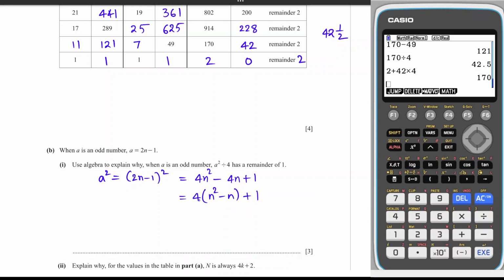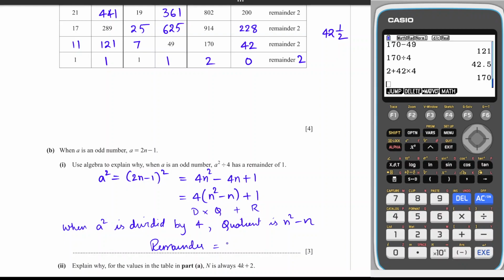So this is when a square is divided by 4. I can say this is of the form divisor into quotient plus remainder. So I can write that when a square is divided by 4, the quotient is n square minus n and the remainder is 1. Hence we have proved.